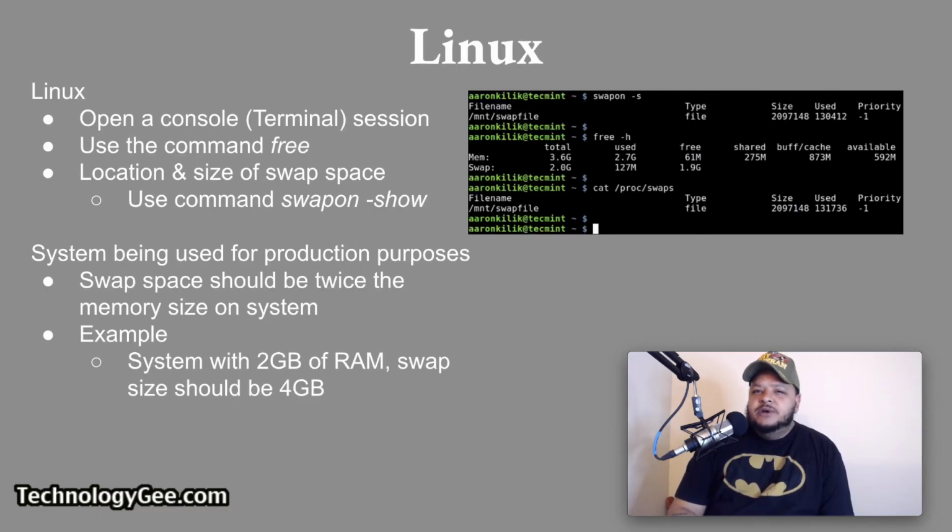Linux. To see how memory is being allocated in Linux, open the console session, also known as the terminal, and use the command free. To see the location and size of your swap space, use the command swapon --show. And this is a screenshot showing the swap command there, or a swap file. Also, for a system being used for production purposes, the swap space should be twice the memory size on the system. So for example, a system with 2 gigs of RAM, the swap size should be 4 gigabytes.